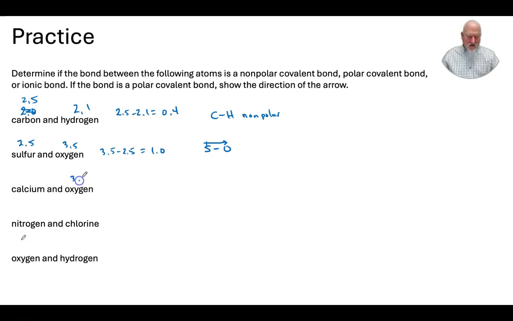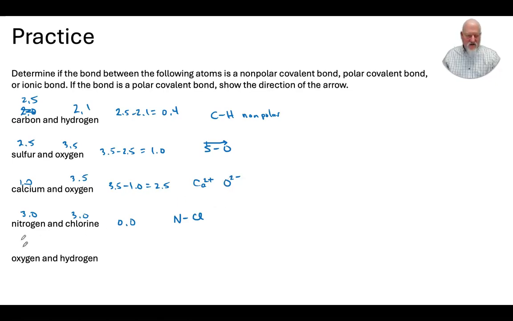Calcium and oxygen. Oxygen we just thought was 3.5. Calcium's electronegativity is 1.0. So 3.5 minus 1.0 is 2.5. And this is big. That's a big difference in electronegativity, and that's greater than 2. So we would expect this to be an ionic bond, meaning that we would have calcium ions and oxide ions, and they would form ionic bonds. Okay. Nitrogen and chlorine. Nitrogen has an electronegativity of 3.0. Chlorine has an electronegativity of 3.0. The difference is 0.0. I can do that in my head. So we'd expect the nitrogen-chlorine bond to be not polar, that it would share those electrons equally.